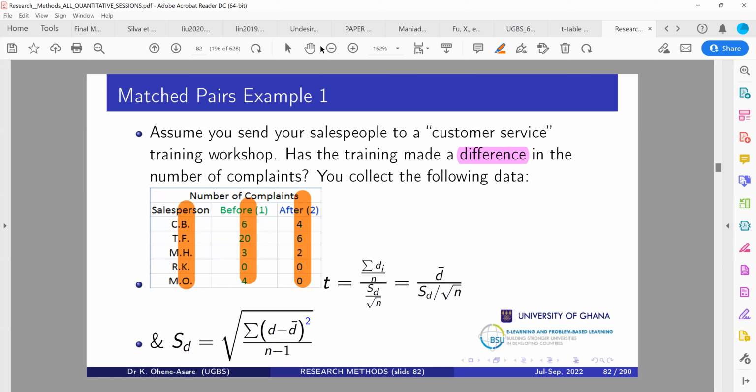How do you do it? Well, first of all, you have to identify that this is a paired sample. Why is it paired? Because the salesperson on the left has got the before value and the after value. It's the same person. And that is what makes it paired, dependent.